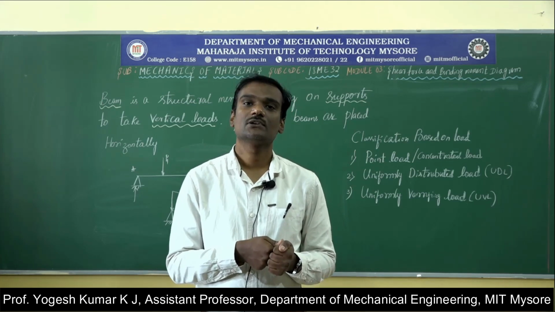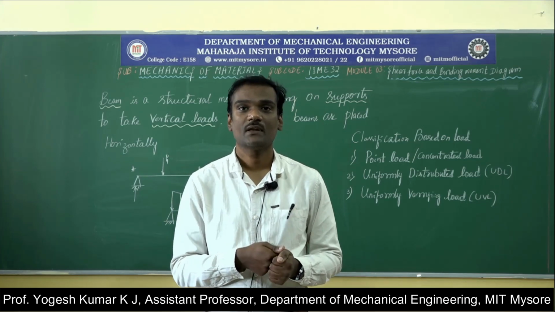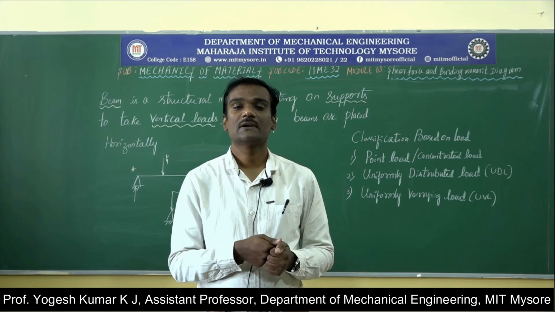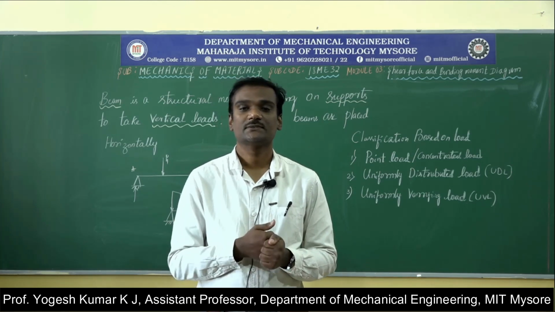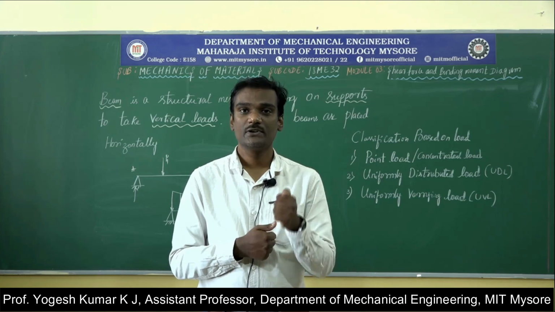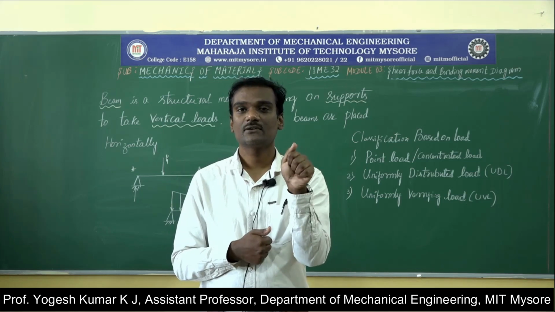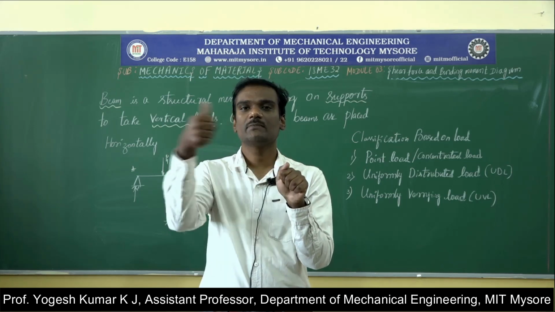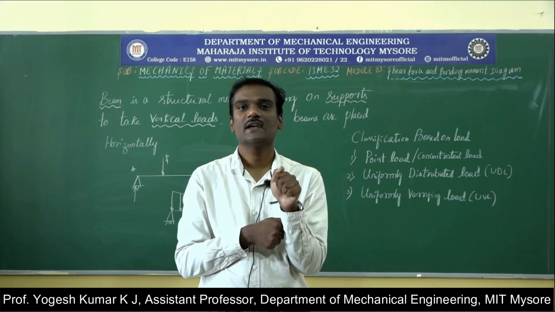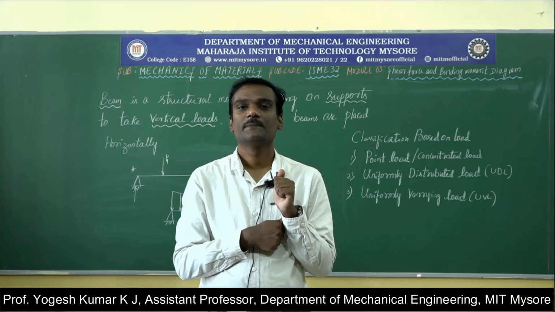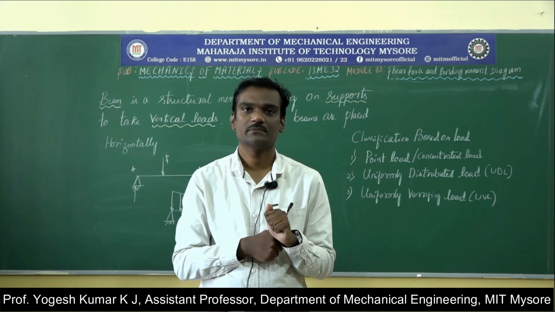In the previous module you have seen how a member is going to fail. So we will compare the stress induced in the member with the allowable stress. The final point of this module will be finding the stress. That stress will be compared with the allowable or permissible stress. Then we can say this beam is safe, or we will determine the factor of safety for this beam.